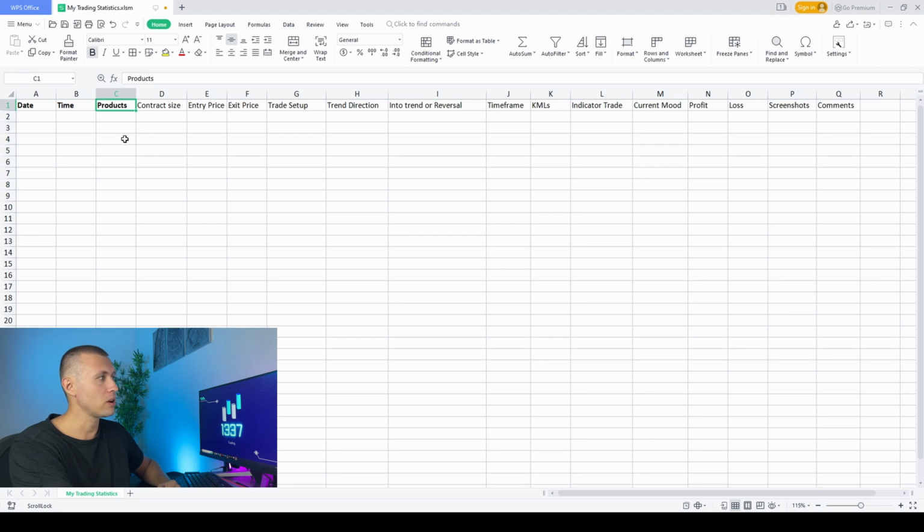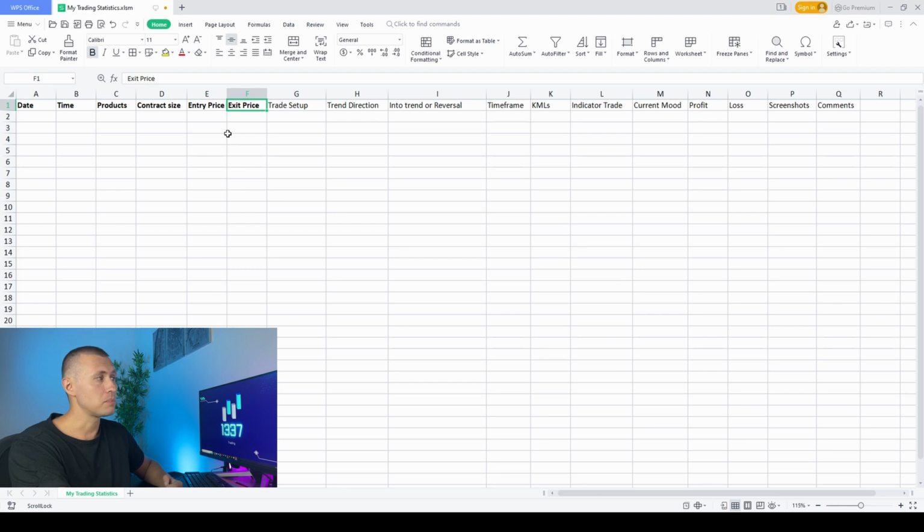Then you want to have products that you're trading, okay? Like if you're trading only one product, like for example Nasdaq 100, you don't need to have this column, but if you're trading multiple stocks or different products, yes, you definitely need to see which ones you are successful at. Then you need to have contract size, or the number of shares that you bought if you're trading a particular stock. Entry price, the price that you entered. The exit price, the price that you exited.